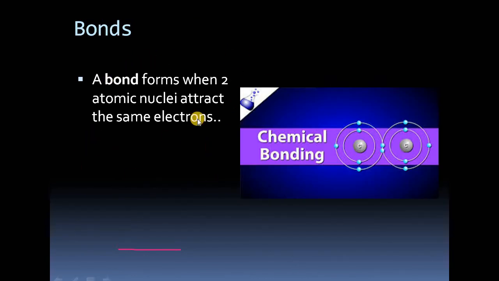The bond is formed when two atomic nuclei attract the same electrons. So we have two atoms that are sharing a pair of electrons. This is how bonds form.